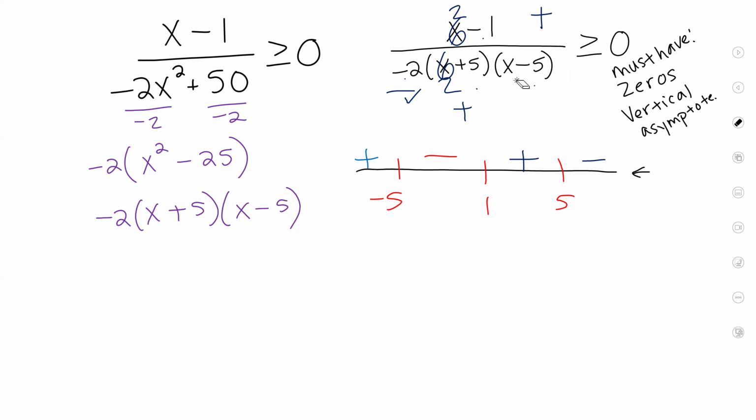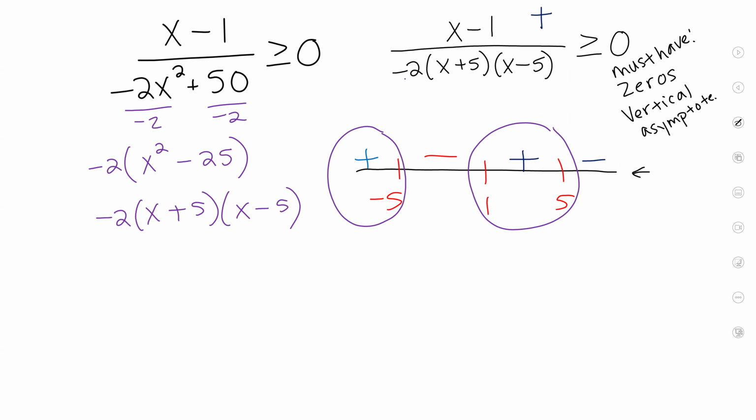So let's go ahead and see what my answer should be. Now, my inequality says I need to be greater than or equal to 0. That means I'm going to pick this one and this one because I need to be positive. So I'm going to have negative infinity to negative 5. That came from this one. And I'm going to have 1 to 5. That came from this interval.